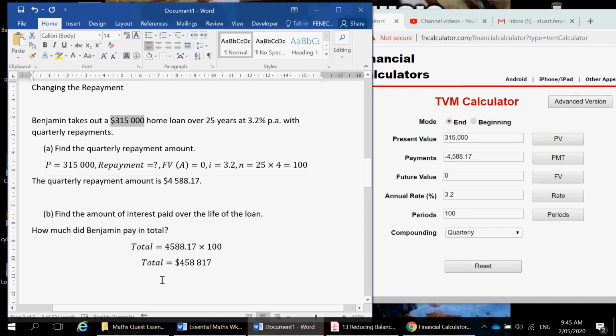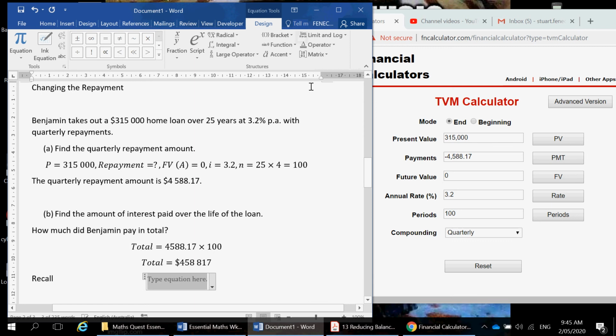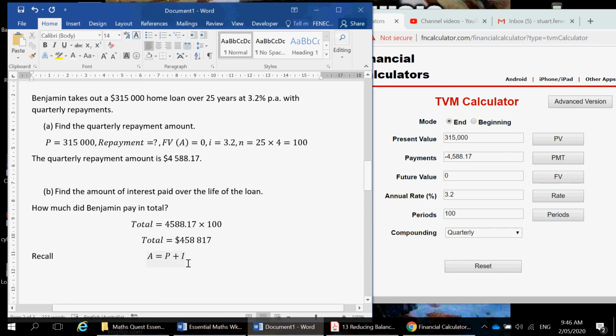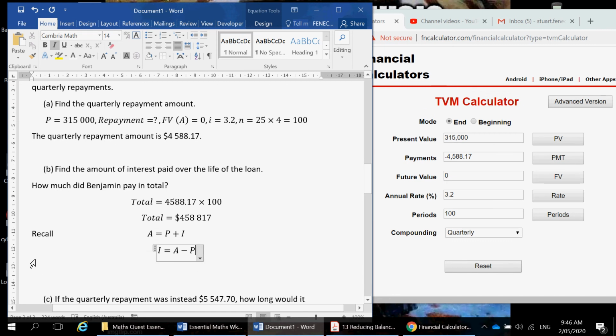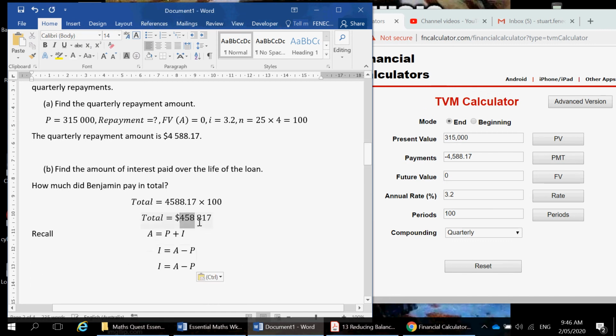Given that he paid this much and he borrowed this much, the amount of interest paid is going to be the difference between the two of them. So we could recall our old rules. I will do it formally. Recall that the total amount paid is principal plus interest. Remember that rule? In turn, if you wanted to find just the interest, it is going to be the total amount you've paid, subtract the principal, as just discussed. So all I need to do is go, well, he paid that amount, he borrowed that amount.